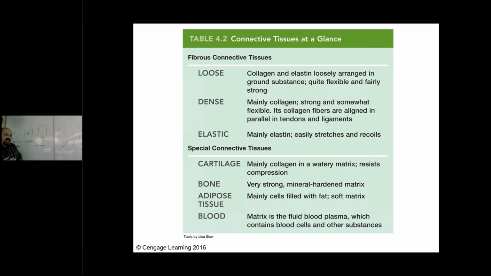Has anybody ever been to one of the bodies exhibits for the actual cadavers that they would have? And so what did you think as far as when you went to go see it?